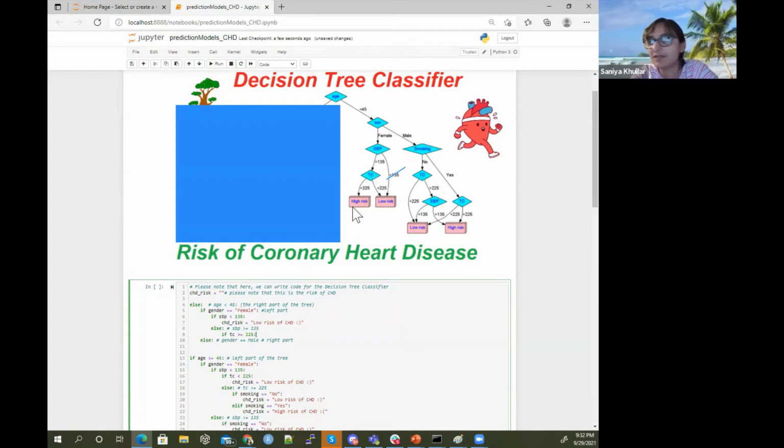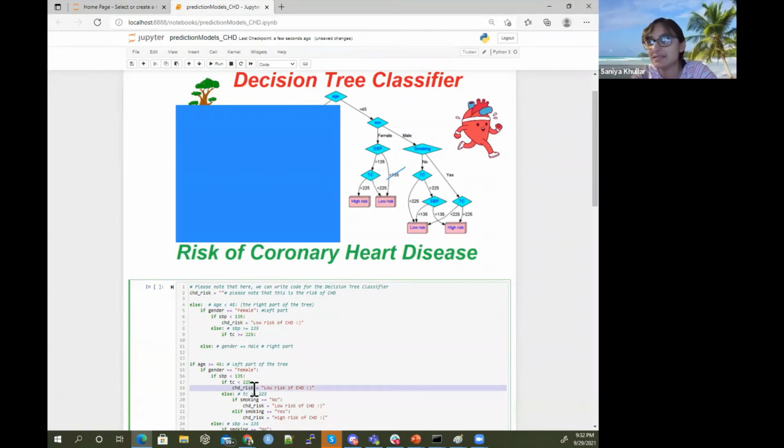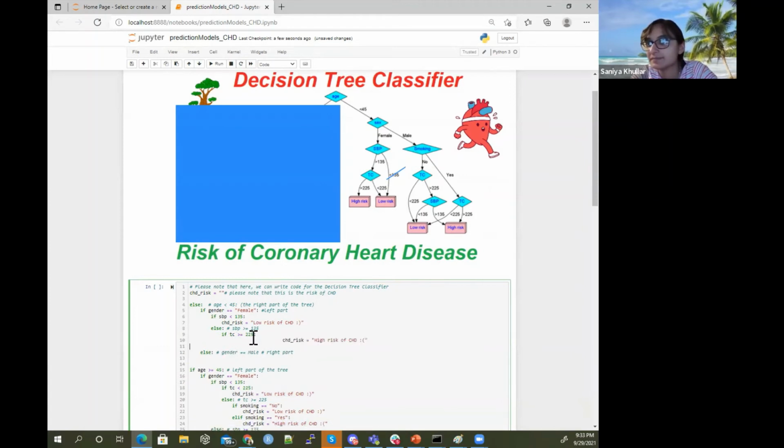So you can just pick one. I just chose greater than or equal to, or you can make it less than or equal to, but please be consistent. Then if it's greater than or equal to this, then we are at a high risk of CHD. So if you're fairly young, less than 45, and your total cholesterol is also low, even though your systolic is high, then you have a low risk.